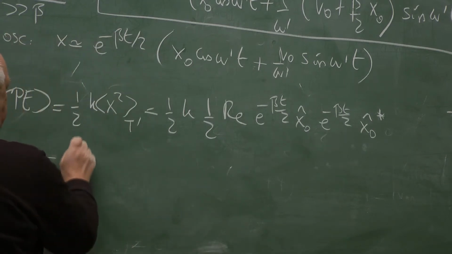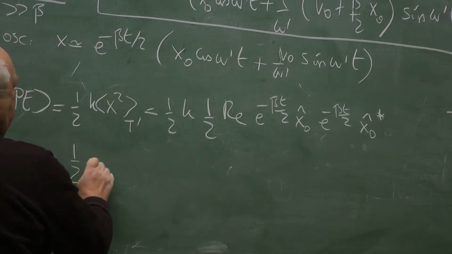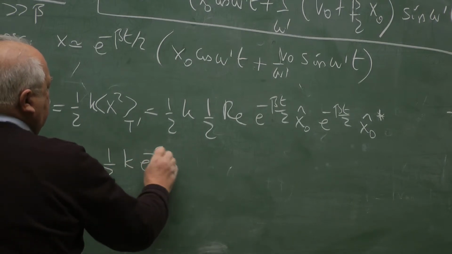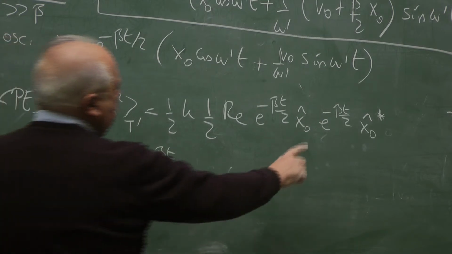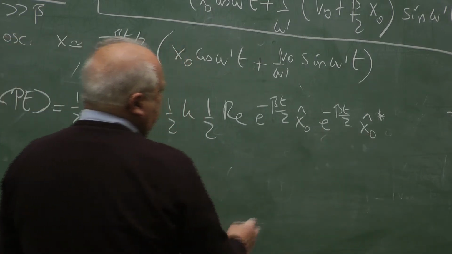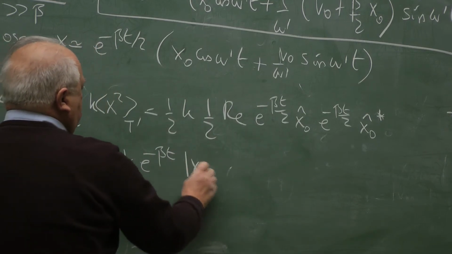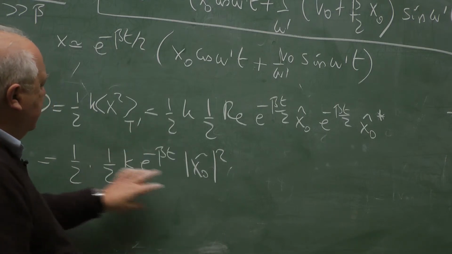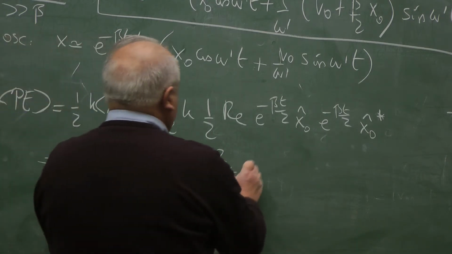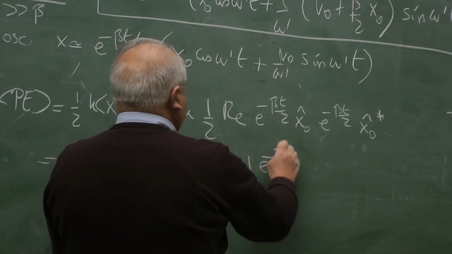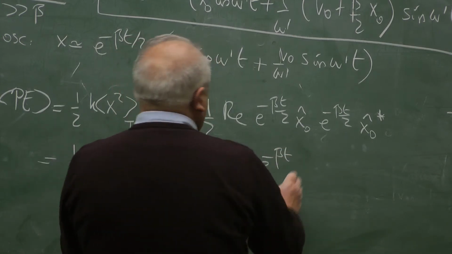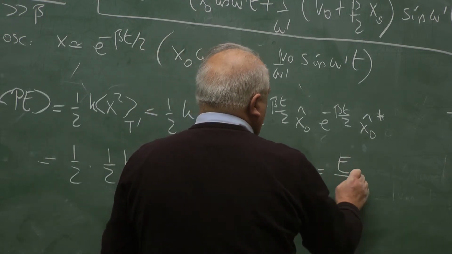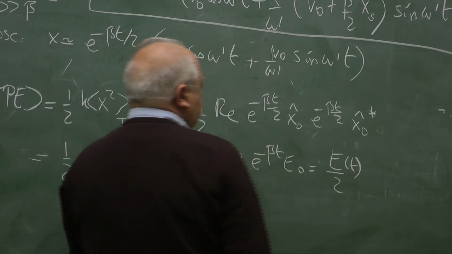So it is equal to 1/2 times 1/2 k e to the minus beta t. And I have x0 absolute square, which is real, so it goes out, x0 square. But we just computed in this good oscillator limit that this thing was E0, so it is 1/2 e to the minus beta t E0. Or if you wish, that's E of t divided by 2.